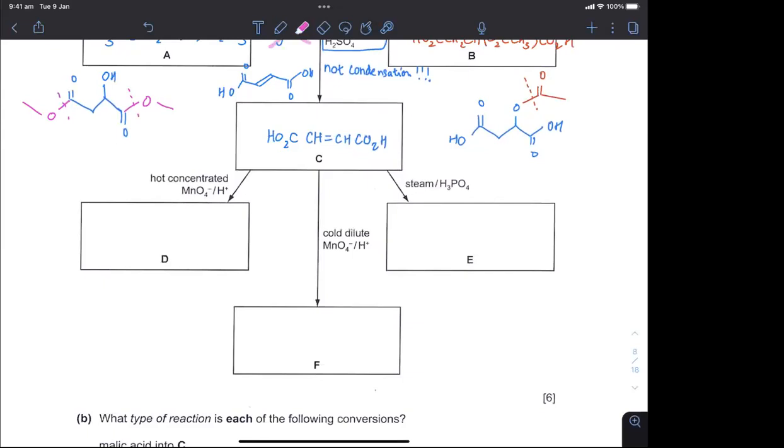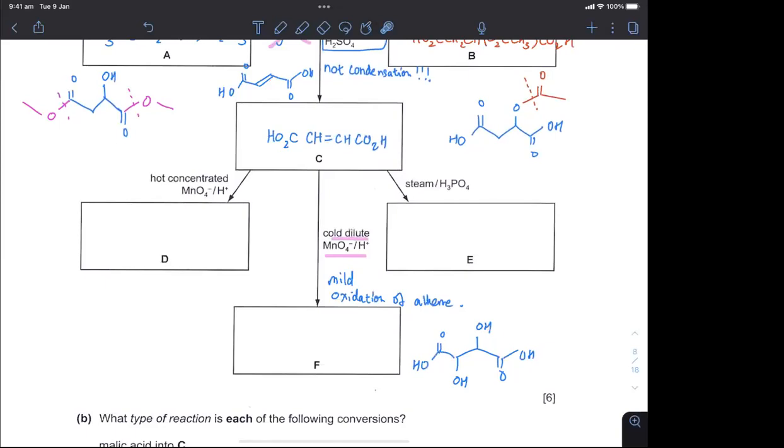You remember this cold dilute acidified KMnO4, you will get oxidation, but this is the mild oxidation of alkene. So the mild oxidation of alkene does not rupture the carbon-carbon double bond. Instead, what you get is a diol. So it becomes OH and OH and carboxylic acid. So why do I keep on drawing skeletal formula? Because from here, I can see the double bond become OH and OH. This is oxidation of the alkene.